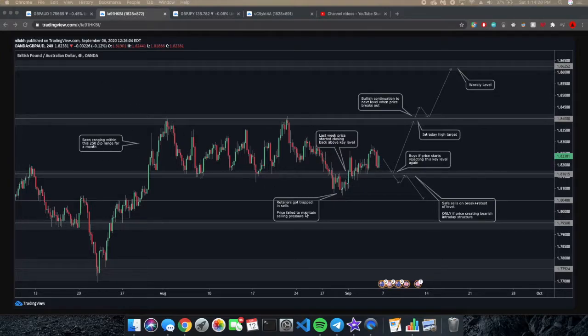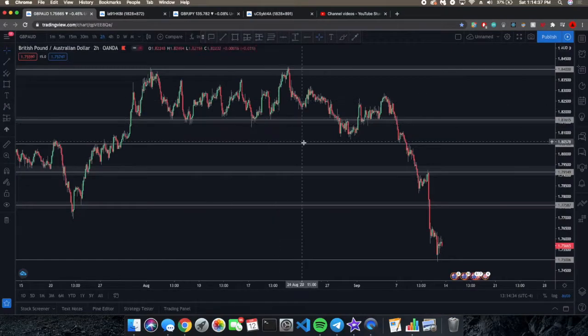Basically, what I said was if price breaks back below this key level, it's safe sells on a break and retest of the level, only if price creates bearish intraday structure, which we did. Then we would continue down to the next key levels and eventually end up at this lower target up here. So let's go through what happened.